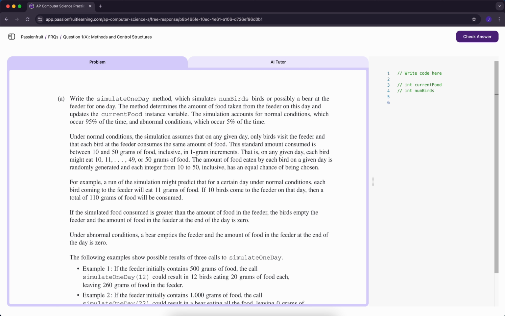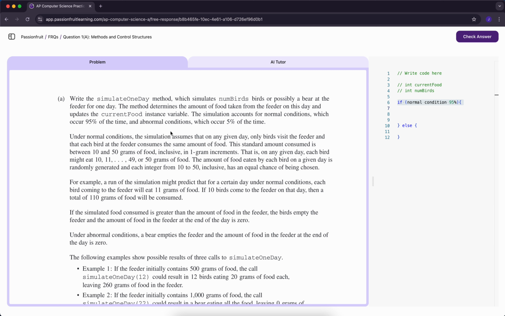I like to do this so that I only have to read the question once, and then I can just figure out the right syntax for my solution. So we can start writing out the code to handle the normal and the abnormal conditions. So I can say if normal condition, this is the 95% case, something will happen, else something else will happen. And we can figure out what the details are here later.